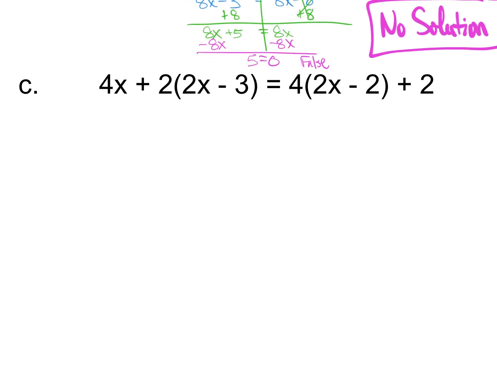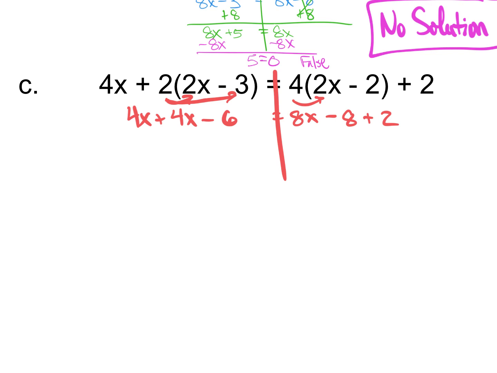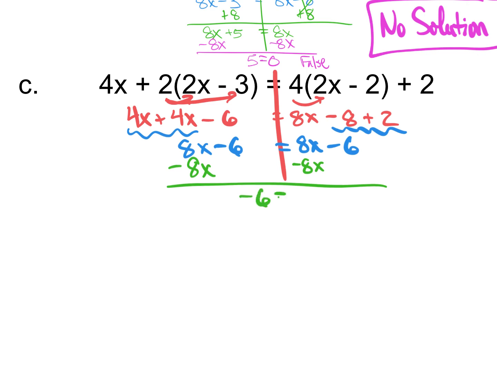All right, C, let's do it. 4x stays the same. 2x is 4x minus 6. 8x minus 8 plus 2. Combine like terms. 4x plus 4x is 8x minus 6. 8x, negative 8 plus 2 is negative 6. Again, it doesn't matter where we start. But notice how I have negative 6x equals negative 6x. This is true.